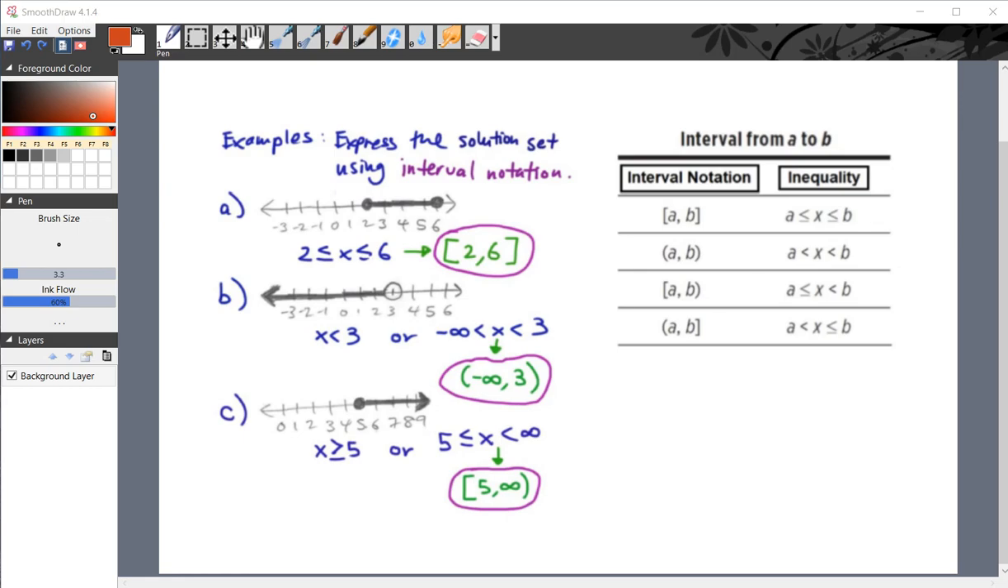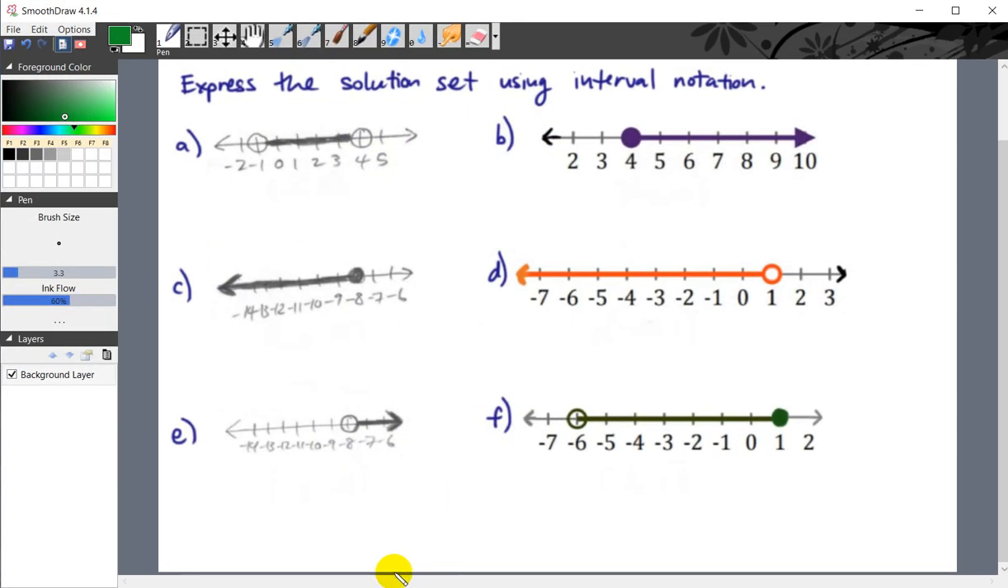Okay. Let's look at some examples. And these are the same examples that we went over in class. So let's go ahead and talk about these.